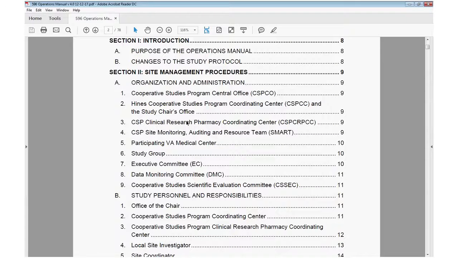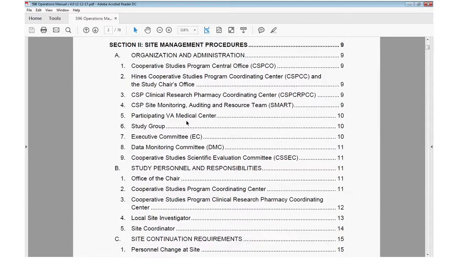Section 2 is site management and procedures. This is going to list the different groups and organizations that you will be interacting with in the study and their associated responsibilities. It is suggested that you familiarize yourself with this so you can be familiar with the different organizations and terms that you will be interacting with on a day-to-day basis as you participate in the study.